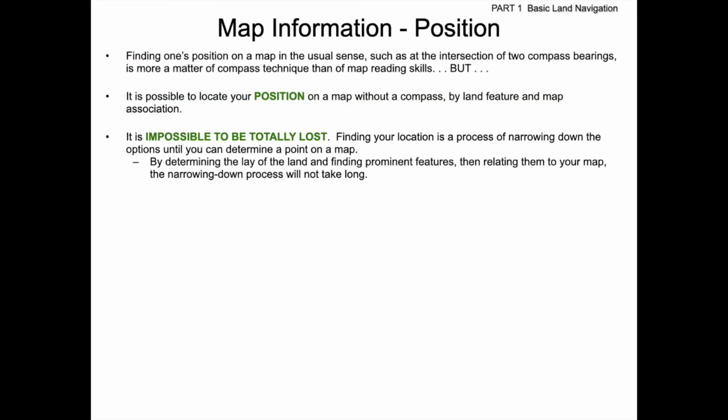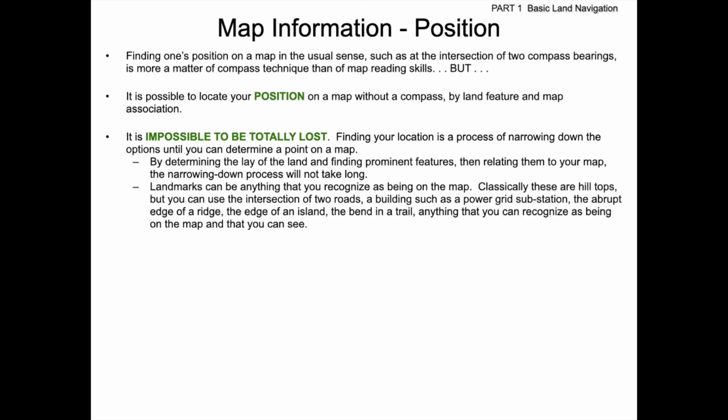Boom. Now, by determining the lay of the land and finding prominent features, then relating them to your map, the narrowing down process will not take long. Landmarks can be anything that you recognize as being on the map. Classically, these are hilltops, but you could use the intersection of 2 roads, buildings such as a power grid substation, the abrupt edge of a ridge, the edge of an island, and the bend of a trail. Anything that you can recognize as being on the map that you can see.